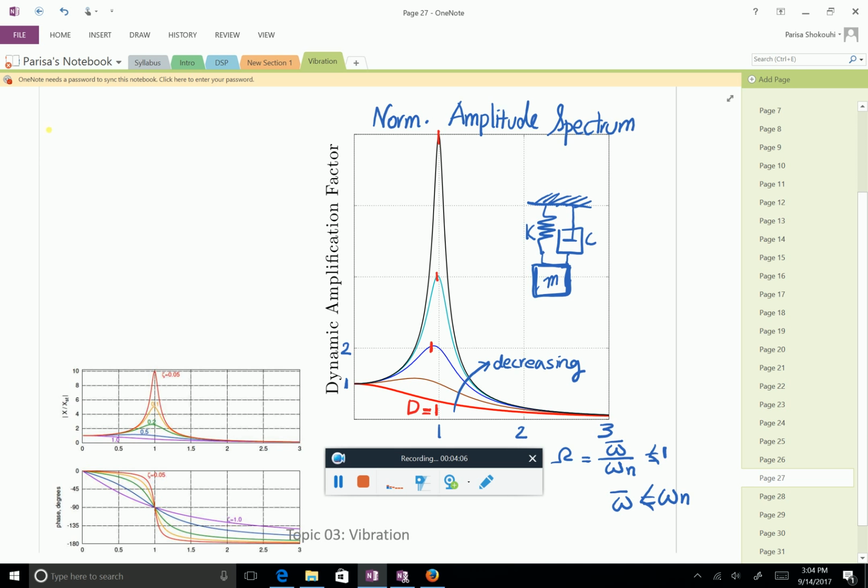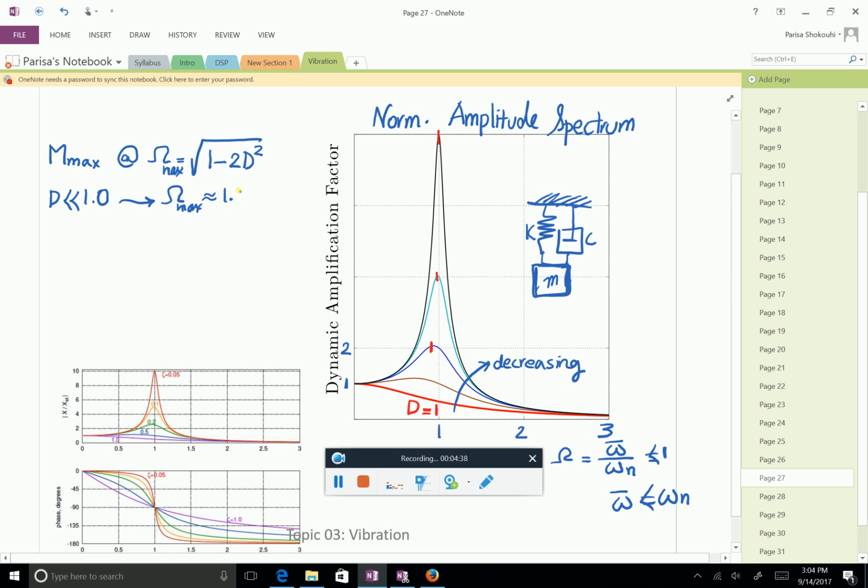Actually, you can calculate where you see exactly the maximum of M, and that happens exactly at omega equal to the square root of 1 minus 2d squared. So now you see that if d is very, very small, as you go towards the black curve, this occurs at, let's call this maximum, it becomes almost 1.